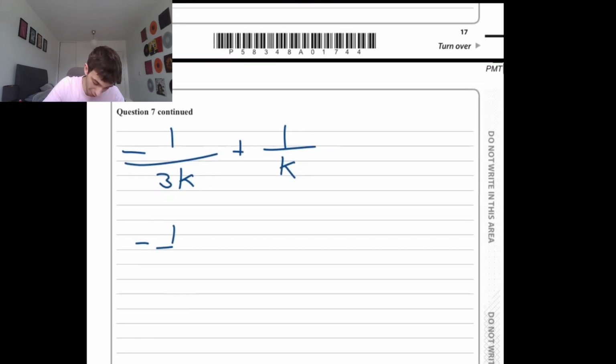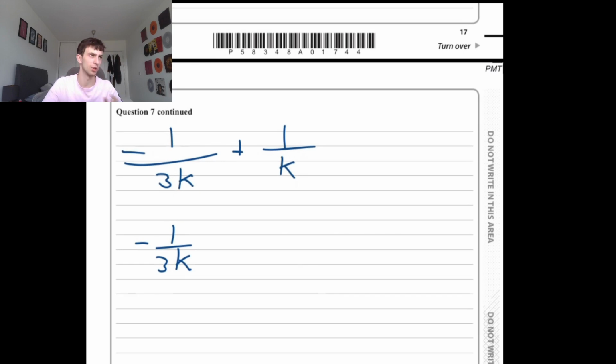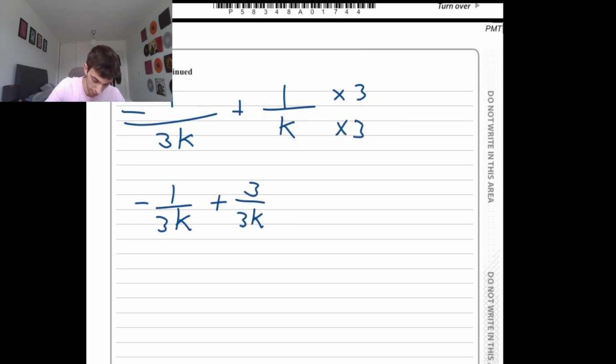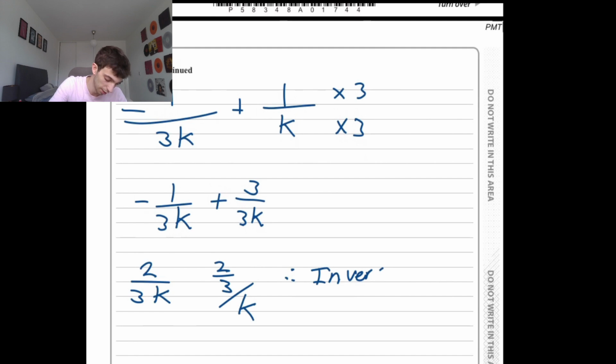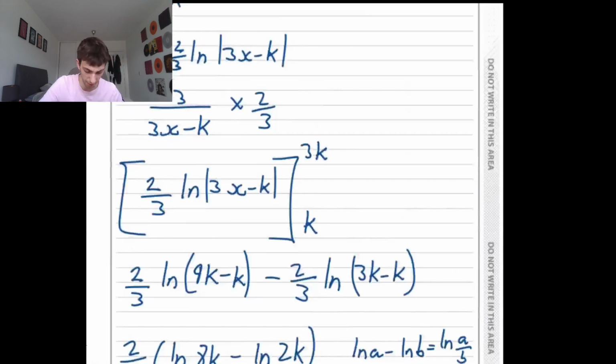So we have minus 1 over 3k. When adding or subtracting fractions, they have to have the same denominator, so we're going to have to multiply top and bottom here by 3. So it's going to be plus 3 over 3k, which leaves us with 2 over 3k. Another way you could write this is 2/3 over k, either way. Therefore, because we have that k in the denominator, we're going to be inversely proportional to k. And that is your answer for, I believe, question 7.